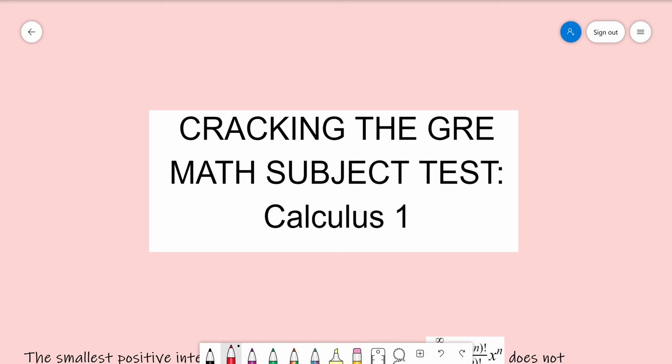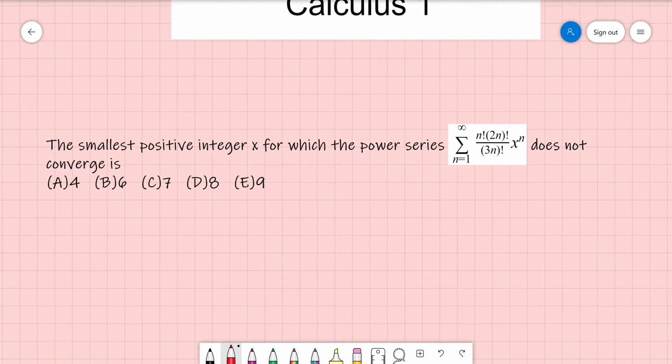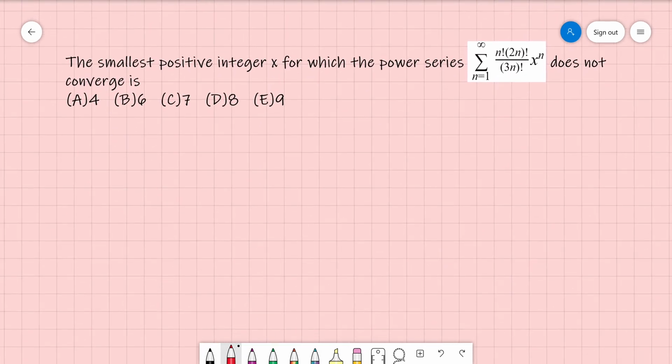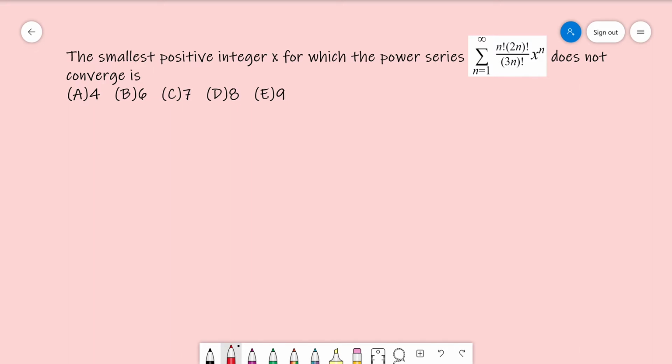This is Calculus 1. We're on question number 46. This question is actually really similar to one of the previous questions. We're asked to find, in this case, the smallest positive integer x for which this power series does not converge. So the trick here is to use the ratio test to find when it does and does not converge.